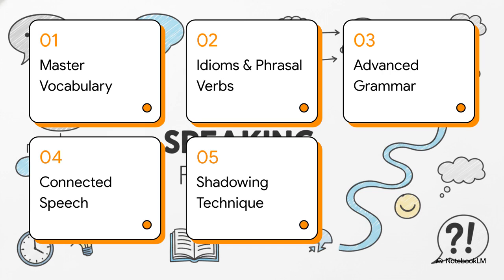So here is our roadmap for today's explainer. We've got 5 key steps to hit: vocabulary patterns, idioms and phrasal verbs, an incredibly useful advanced grammar rule, connected speech, and finally, the shadowing technique. Let's get right into step 1.